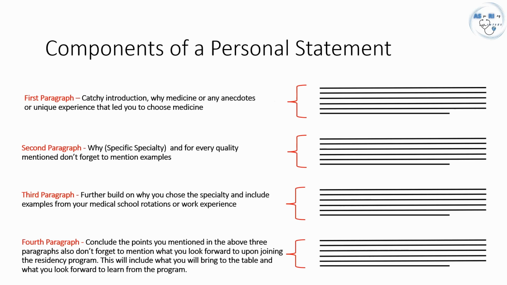And for every quality that you mention, don't forget to mention examples. So let's say I chose internal medicine because it's versatile, or because it gives me the authority to become a leader or to help people. If you stop there, they won't be interested because they know it's obvious. They know the characteristics of an internal medicine residency.